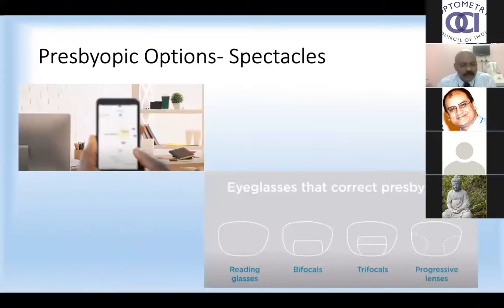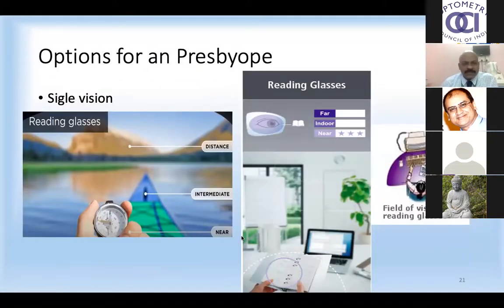Now let's also see what the options for spectacles are for a presbyopic person. He has a reading glass as an option, he has an option of bifocals, he has an option of trifocals, and he also has an option of progressive lenses. Now, what do reading glasses have? Reading glasses will give you excellent near vision, but the intermediate and the distance vision is going to be blurred. This picture also tells the same thing, and you can see here that the field of vision with the reading glasses is pretty limited.